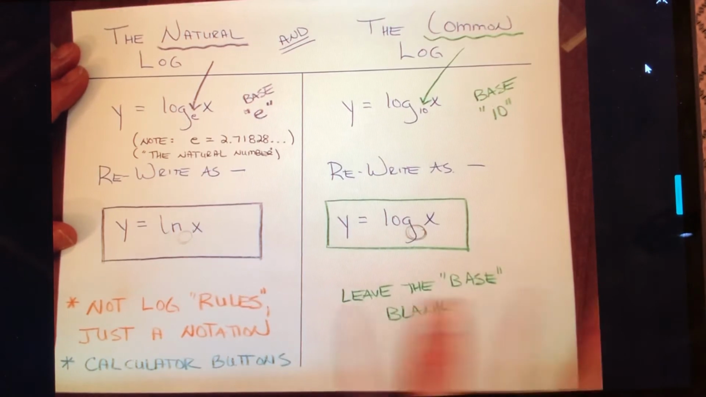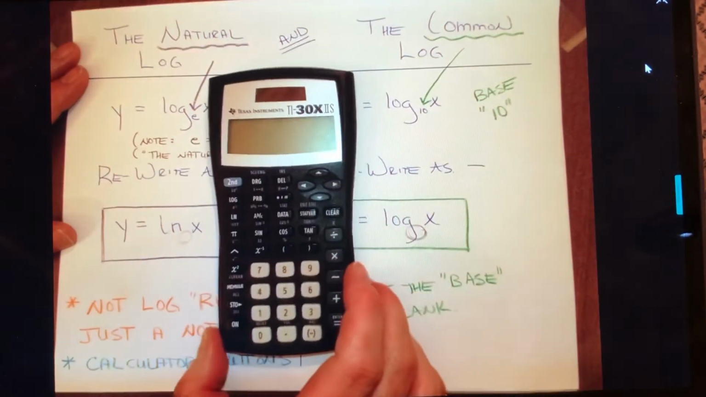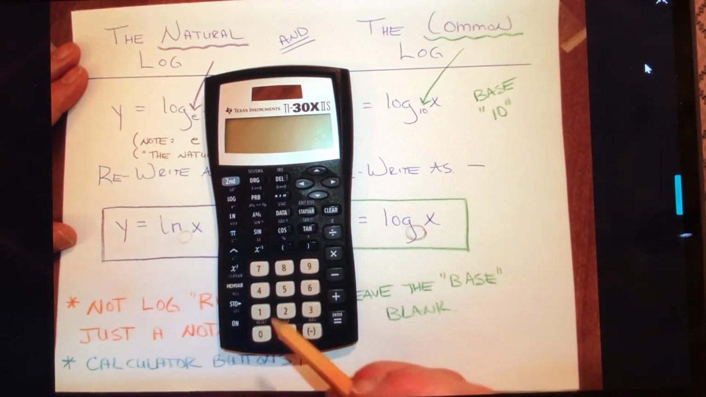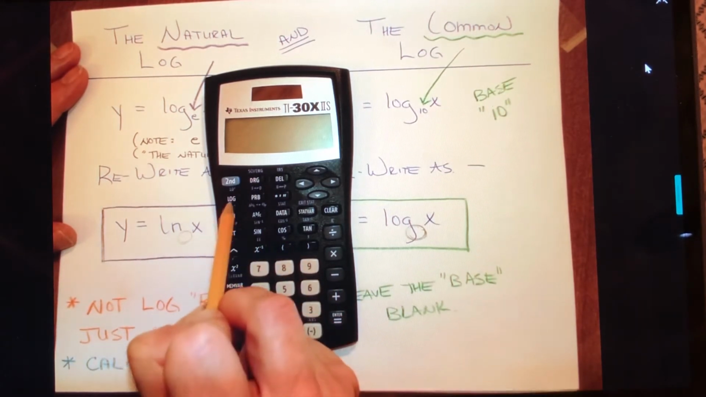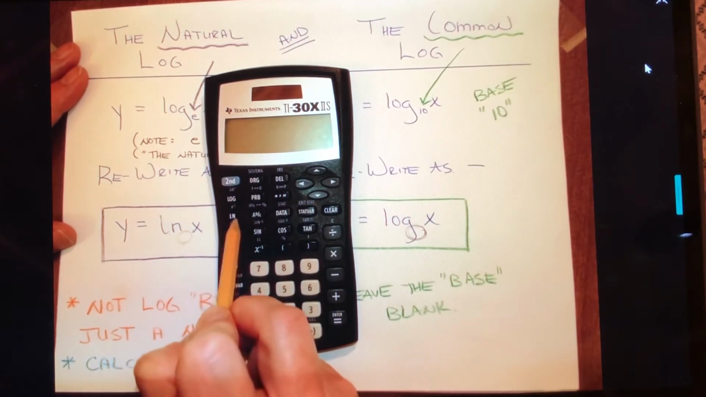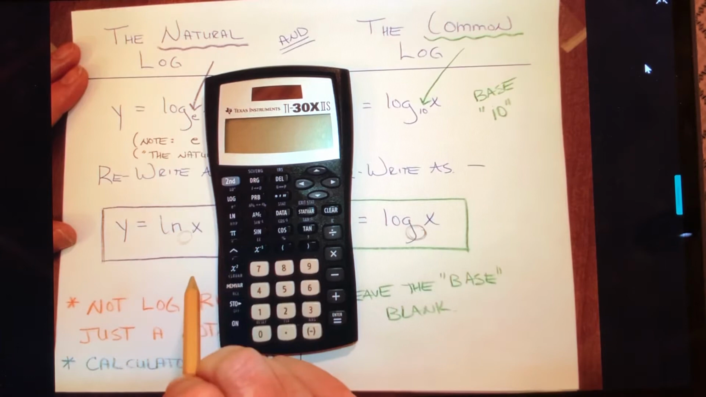In fact, these two logs show up so much that when it comes time to doing problems later in the calculator, they actually have their own buttons on the calculator. So the LOG button here, that's log base 10, and the LN button, that is the natural log.